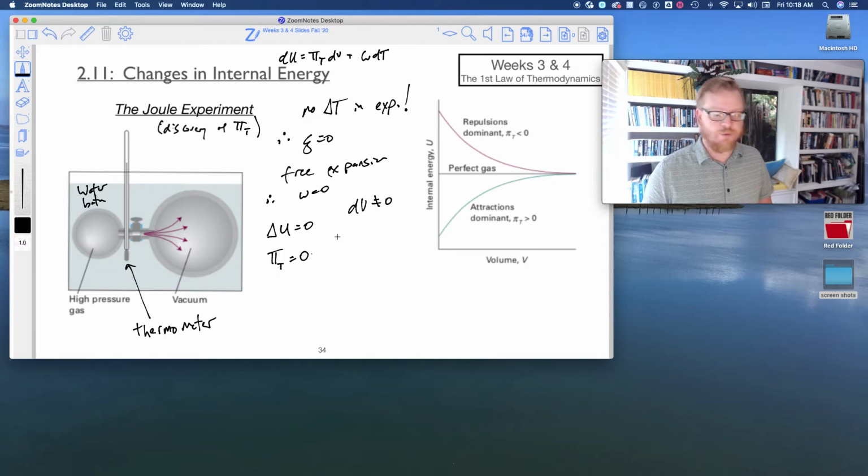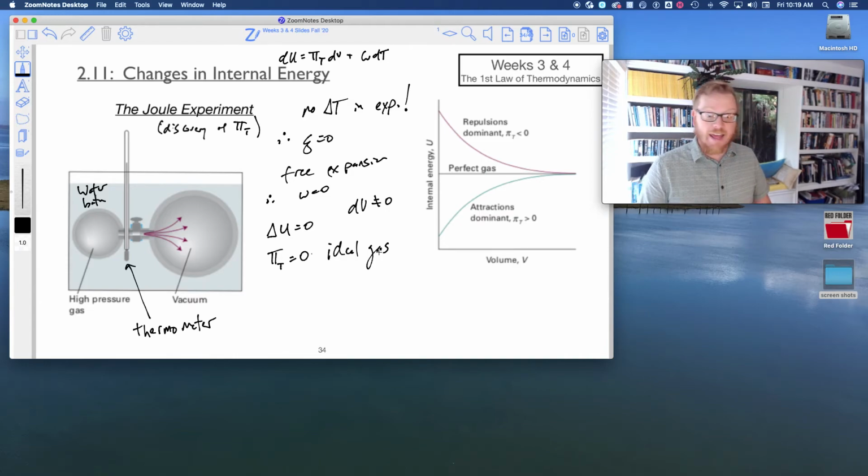and later that was refined. Pi_T equals 0 for an ideal gas. Okay? So in other words, there is no internal pressure of an ideal gas. And what does that internal pressure mean? Well, that's related to the attractive or repulsive forces that gases have on each other that influence a change in pressure relative to the ideal value, like we talked about with gas laws.